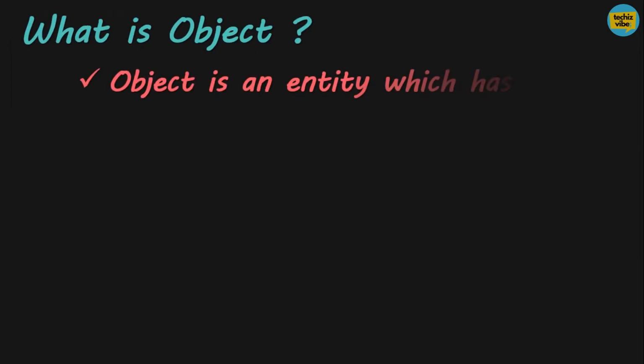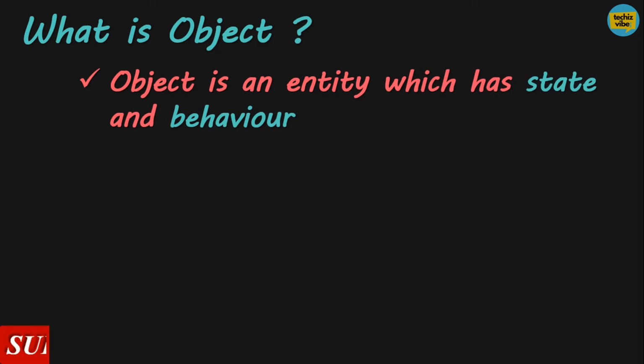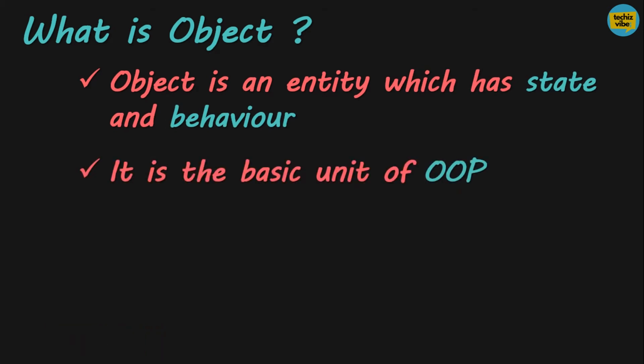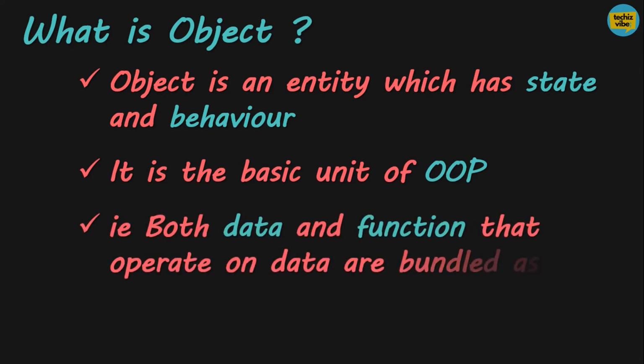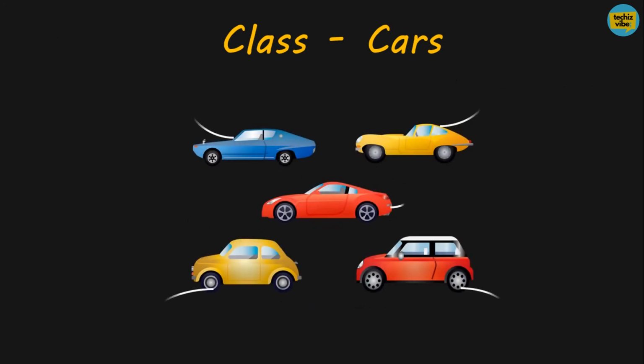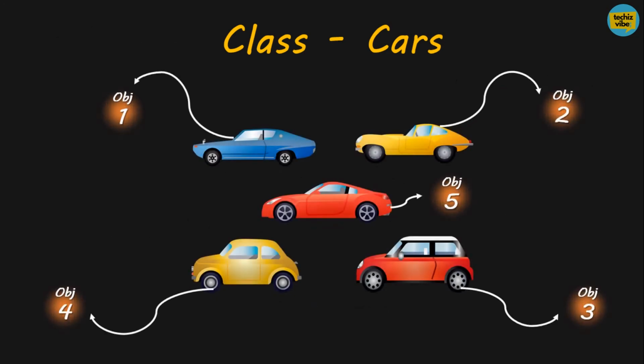Okay, now you know object is an entity which has state and behavior. It is the basic unit of object-oriented programming. That is, both data and function that operate on data are bundled as a unit called object. And this is the class of cars, which is the convenient way to organize these objects. We will go deep into it.